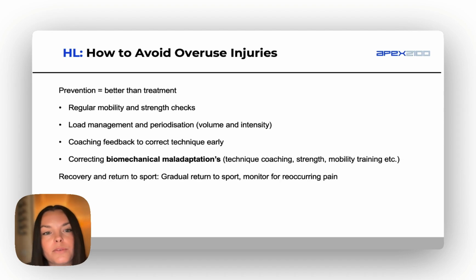In order to avoid an overuse injury, prevention is always better than treatment in this case. So you want to do regular mobility and strength checks, ensuring that you've correctly periodized the load of the training that you're doing, volume and intensity for a gradual increase in load, that you're getting coaching feedback and correct technique early on in your training, and correcting any biomechanical maladaptations that you may have. In terms of returning to sport after an overuse injury, it's a gradual return and you're monitoring for any reoccurring pain.